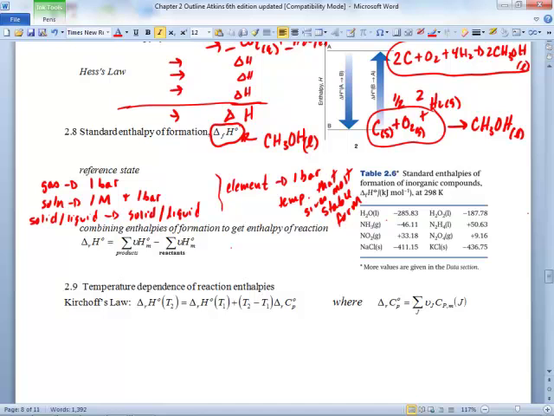Enthalpy of formation. That's all this is saying, right? Add up all the enthalpies of formation for the products. Add up all the enthalpies of formation for the reactants. And subtract them. Now what is this little new symbol then? What is that?